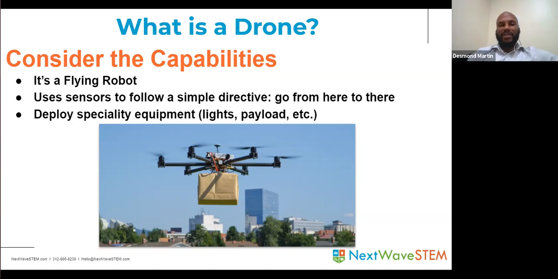It moves autonomously. That means without human input and interference, it is able to change its position by flying through the air. And when it does that, it carries some particular equipment.